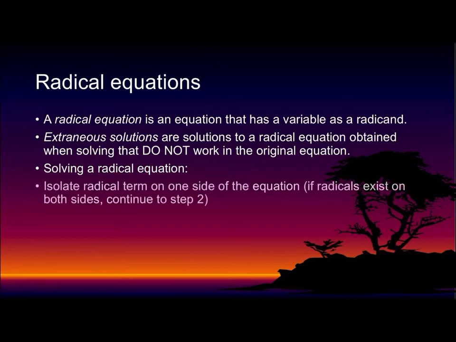To solve a radical equation, the first thing you want to do is isolate the radical term on one side of the equation. Now, if you have an equation where radicals are on both sides of the equation, just continue right on and we'll deal with it in a different way. You then want to square each side to get rid of the radical, and then solve the equation just like you would any other first degree or second degree equation as you have learned in the past.